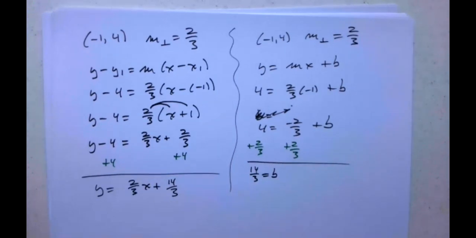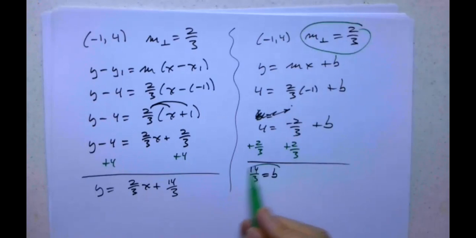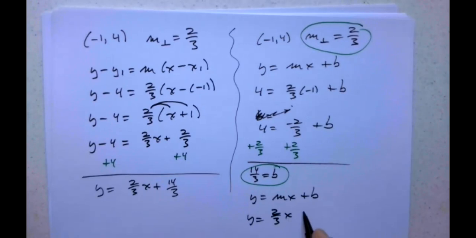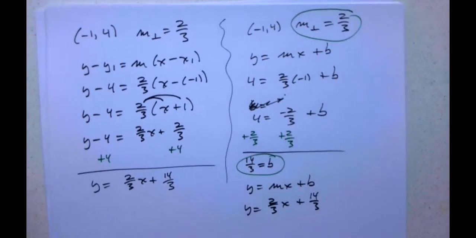But that's not my answer. If you're going to use this strategy, remember, that's the slope, that's the intercept. So I have to write my answer as y equals mx plus b, y equals 2/3 x plus 14/3. So let's go back to Desmos and see if it goes through our point of interest and see if that line does look perpendicular.